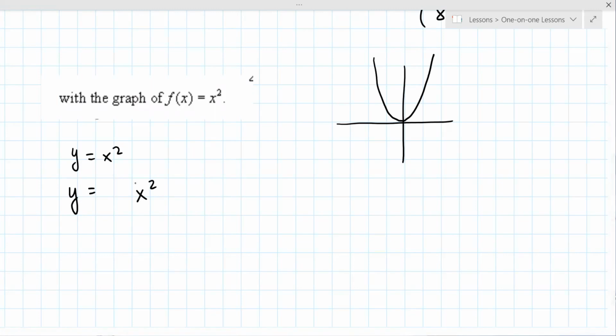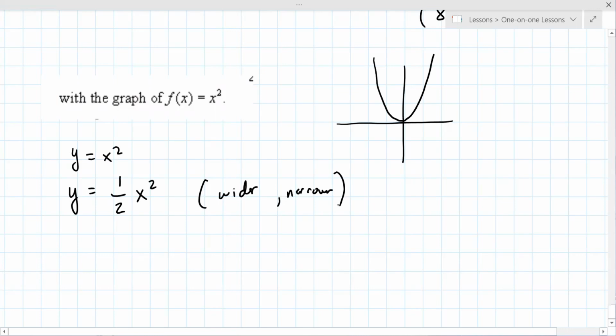Yes. Okay. Now I want you to put a 1/2 in front and tell me what is different about this new graph. There should only be 2 graphs. This should be in line 1. This will be in line 2. And I want you to choose between wider and narrower. Which is it? For the second line, it's wider.